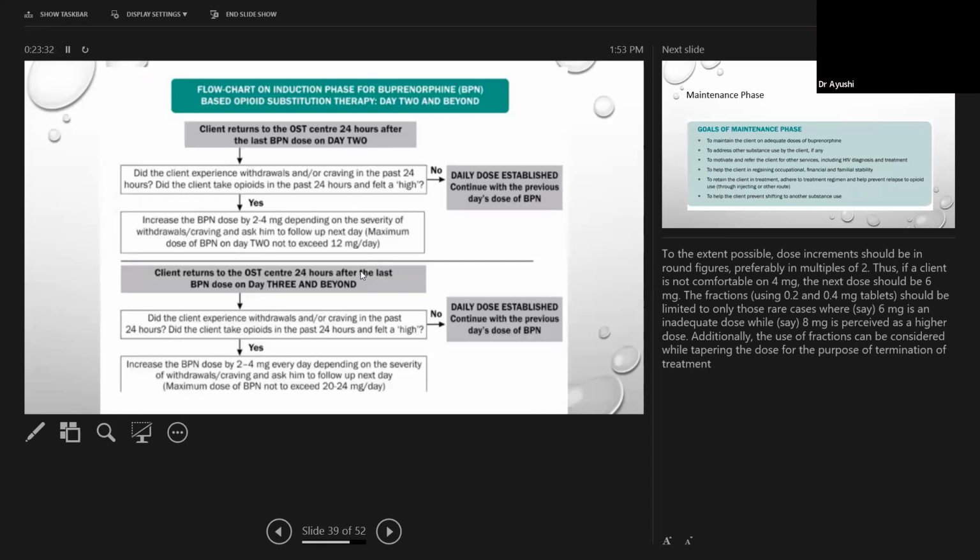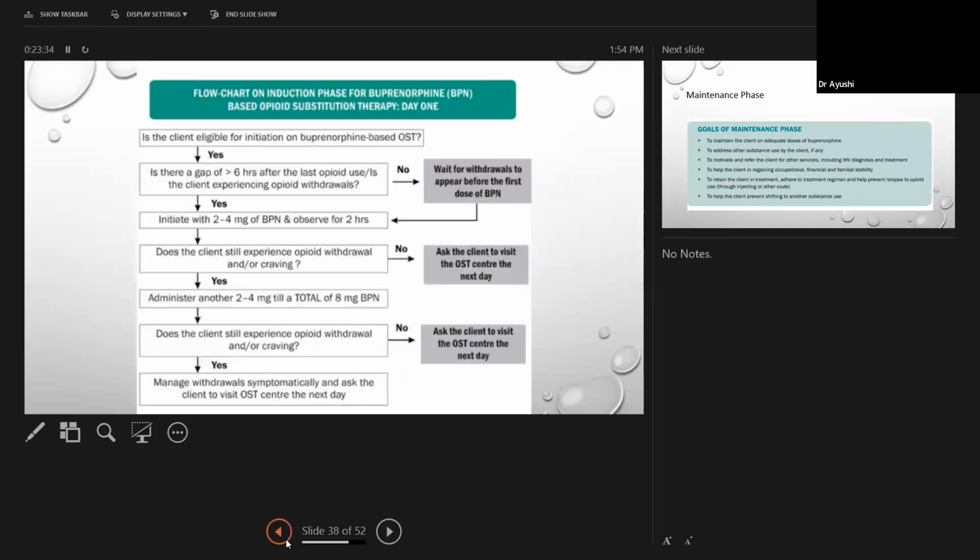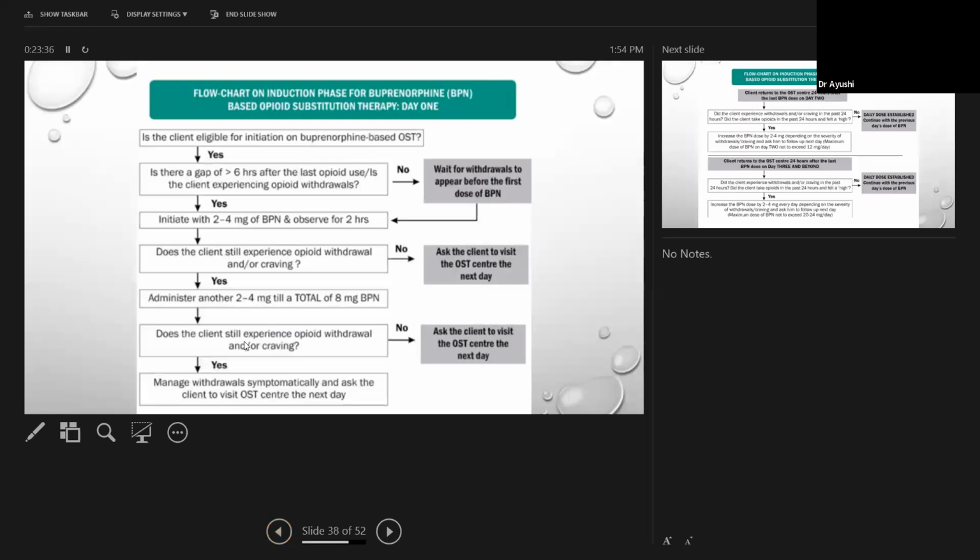Then this is the flow chart. If 2 to 4 milligram in total, the maximum you have to reach is up to 8 milligram of buprenorphine. Then if the patient still experiences opioid withdrawal or craving, we have to manage the withdrawal symptoms symptomatically and ask the patient to visit the OST center the next day. And if not, the patient can be sent home and asked to come the next day.